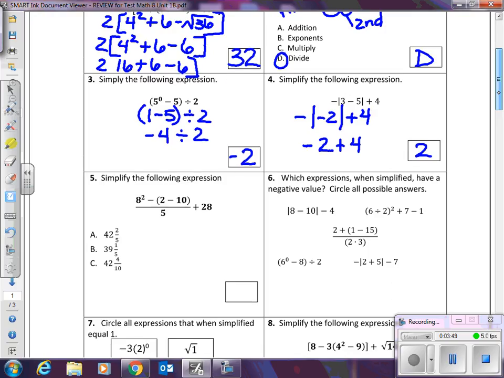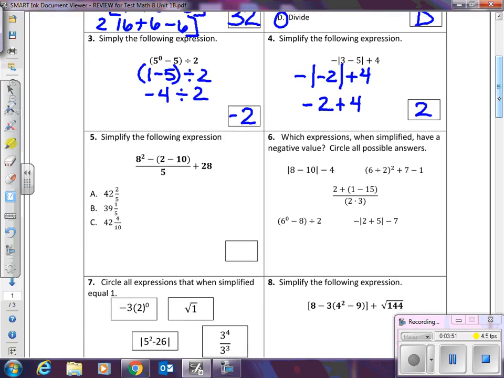All right, then when we go to number 5, you'll notice you do have choices for this, and you do notice that they are fraction answers, which means from this problem you will end up with a fraction answer. You cannot give us decimals or any other type.